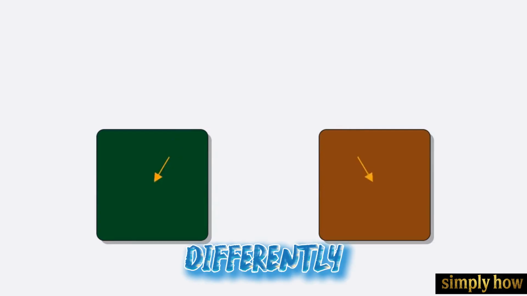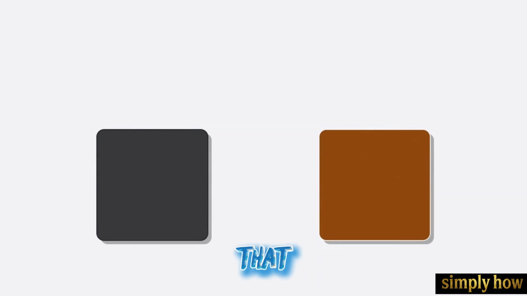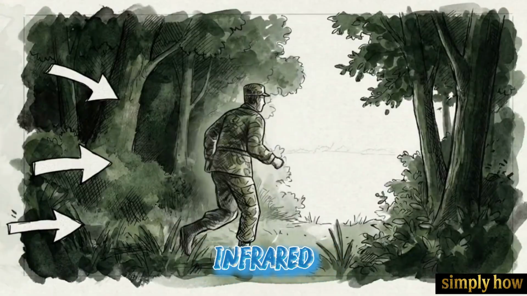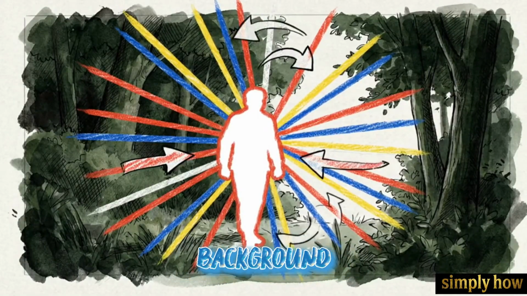Camouflage also behaves differently. Materials that blend into a forest during the day can reflect near-infrared light in ways that break standard visual rules. A uniform designed for daytime stealth can flash bright white under infrared illumination, making the wearer stand out starkly against the dark background.